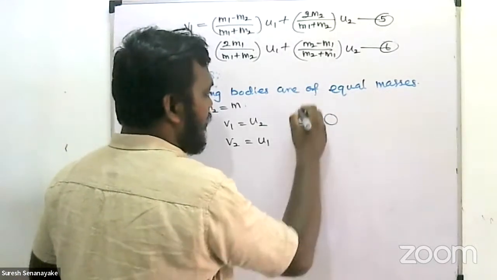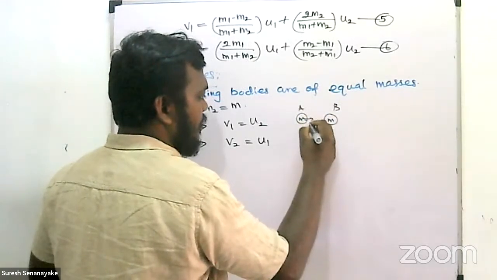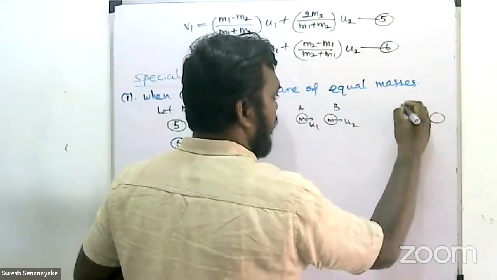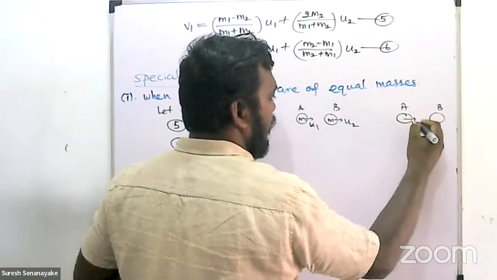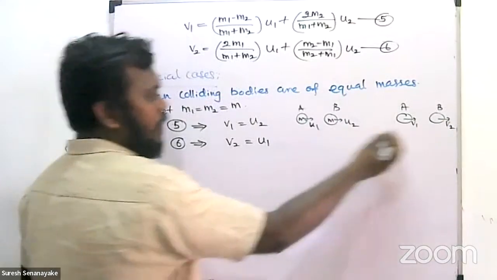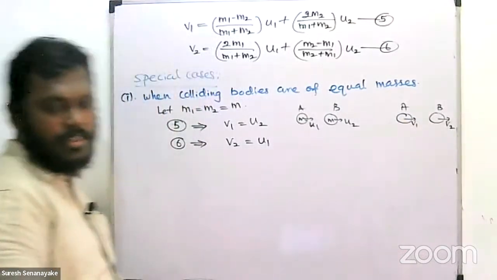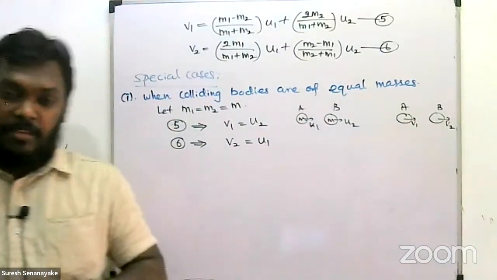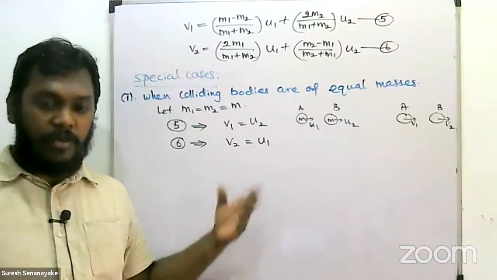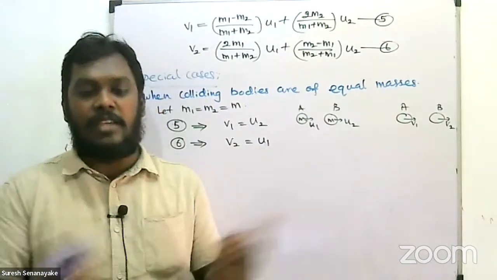If two masses, A and B, having the same mass collide, with velocity u1 and velocity u2, then after the collision this is velocity v1, this is velocity v2. The v1 becomes u2, v2 becomes u1. So their velocities are interchanged after collision. You need to keep that in mind. That's for MCQ questions. You don't need to prove it; you can directly use that. If two masses are equal, when they collide, their velocities are interchanged.